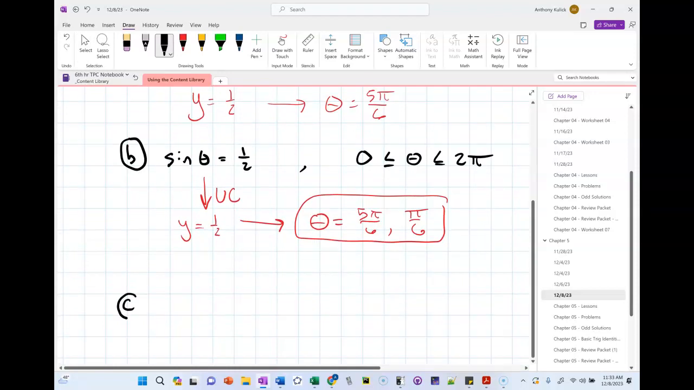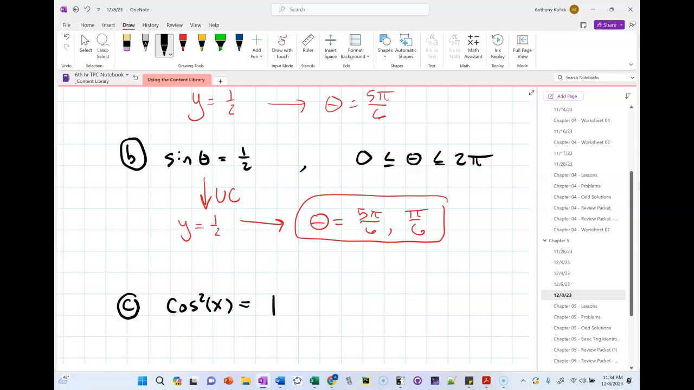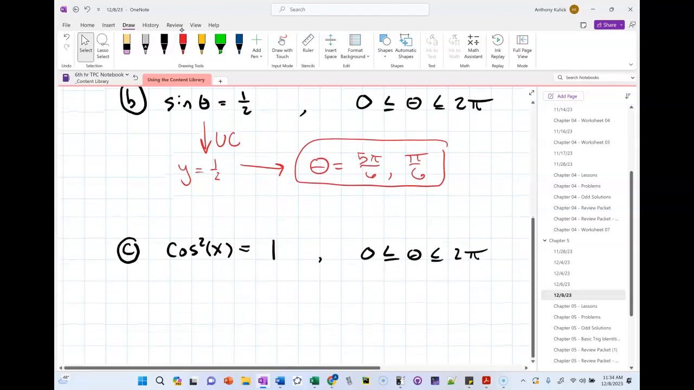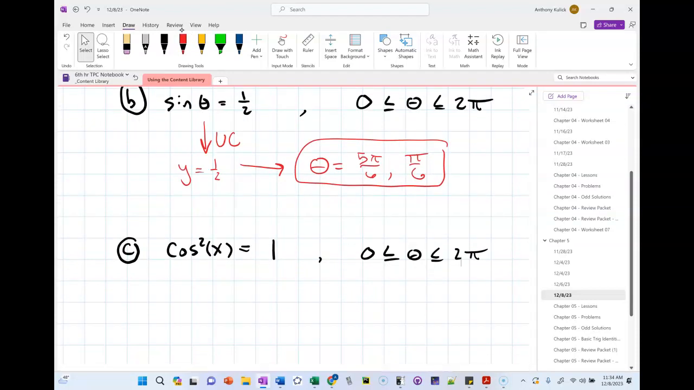Now, the other thing that we're going to start introducing is you're going to have to do some solving to get the trig function by itself. So here we have cosine squared x equals 1. For me to go to the unit circle, though, I have to have that cosine by itself, right? So what do I have to do to both sides of this equation to do that? So square root both sides, okay?